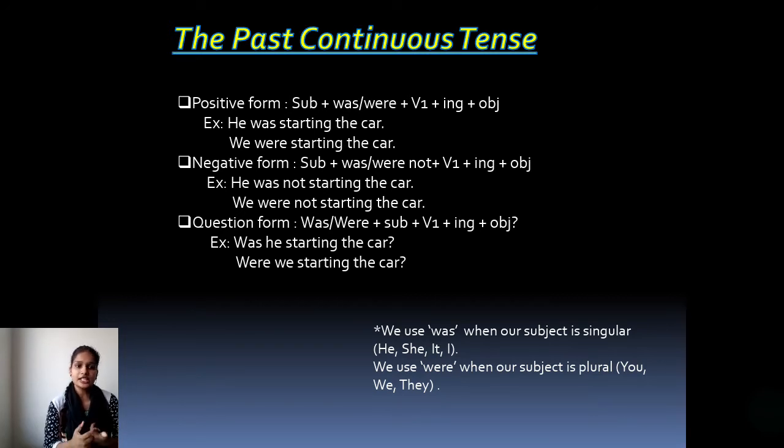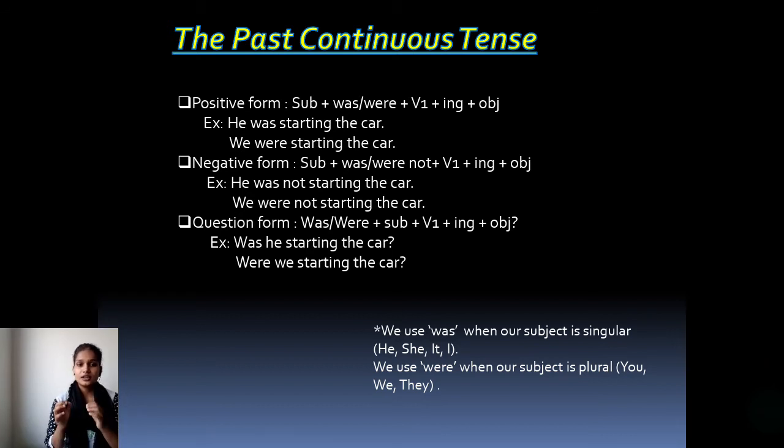Example, he was not starting the car. He is singular, so he was not, because it is a negative form. Then starting, verb first form plus ing, and the car, object. We were not starting the car. We here is plural, the subject is plural, so we use were, then not because it is a negative sentence. Starting the car, verb first form plus ing, starting, and the car, object.